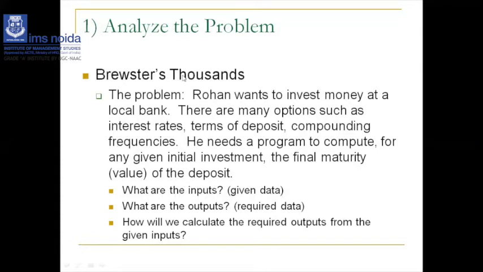First, what are the inputs? You identify these with the help of the given data. What are the outputs? It means the desired data. And how will we calculate the required output? We need to know which variables we will need, which formula we will apply, and what the sequencing of statements will be, with the help of which we identify the desired result. So if the analysis is not proper, in that case we will not design the program in the proper manner, and finally we will not get the desired result.